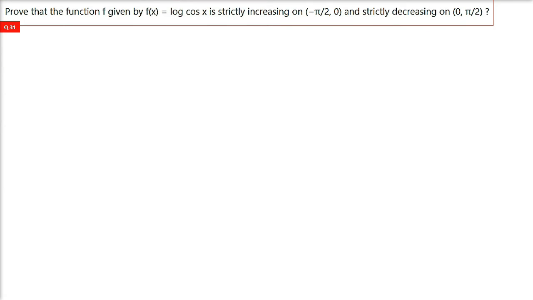Now prove that the function f given by f(x) equals log cos x is strictly increasing on negative pi by 2 to 0 and strictly decreasing on 0 to pi by 2. See, f dash x greater than 0 is strictly increasing, and greater than or equal to 0 is increasing. So this equality sign will make it just increasing. If you remove that, it will be strictly. So f dash x will be, taking the differentiation, 1 by cos x, and the derivative of cos x is minus sin x. So it will be negative tan x.